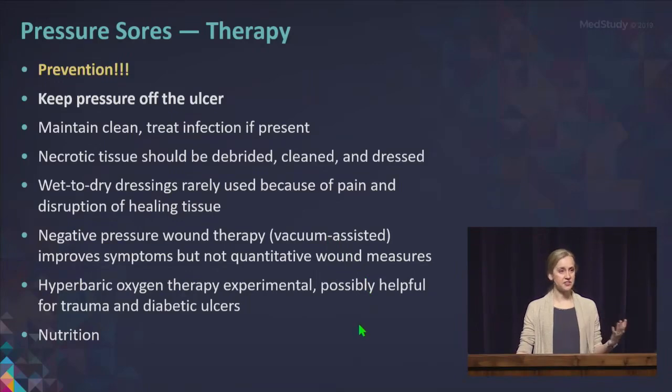Hyperbaric oxygen is another thing that's sort of coming down the pike. It can be helpful, especially in patients with trauma and diabetic ulcers, but the exact utility of it is still unclear. And then always nutrition, right? Especially some of these micronutrients, things like zinc and copper, deficiencies can cause a big problem for wound healing.